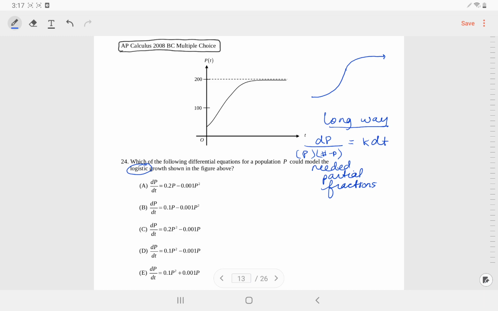Anyway, it turned out that they didn't want you to solve it. They wanted you just to graph it. So you should look at those notes that we have.